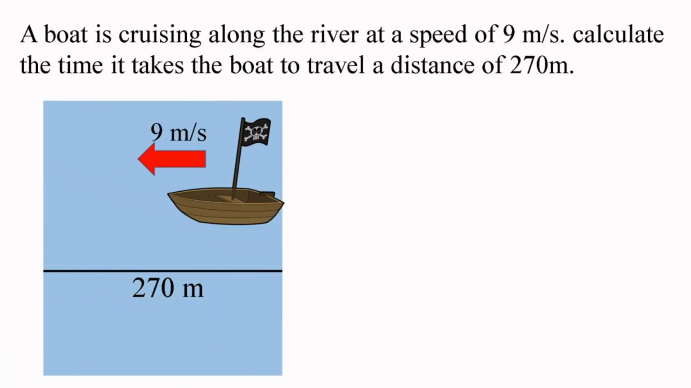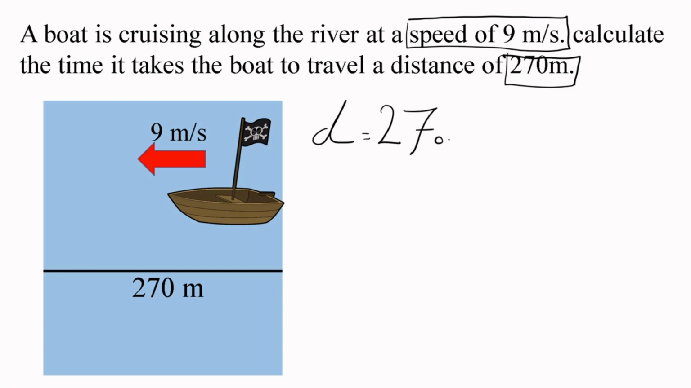Next example: a boat is passing along the river at a speed of 9 meter per second. So we have the speed. Calculate the time it takes the boat to travel a distance of 270 meters. So we have the distance, which is 270 meter. We have the speed, which is 9 meter per second. And we want to calculate t, which is time. Look, you have the shape here. Do not tell me why the boat is too large or something like that, because this is an example. You just assume, okay?